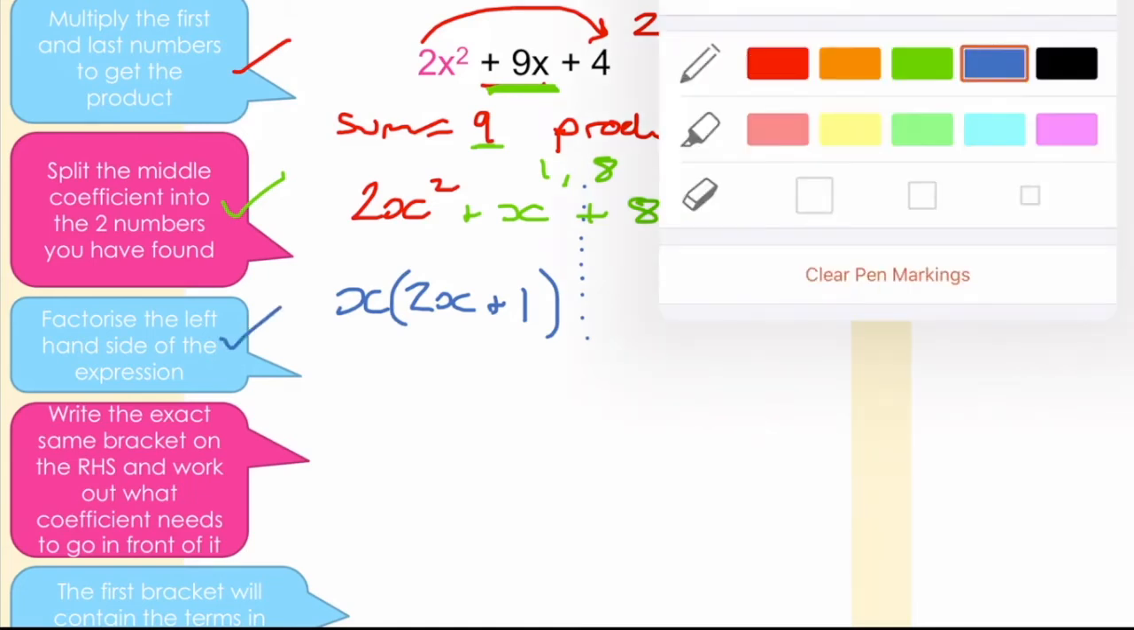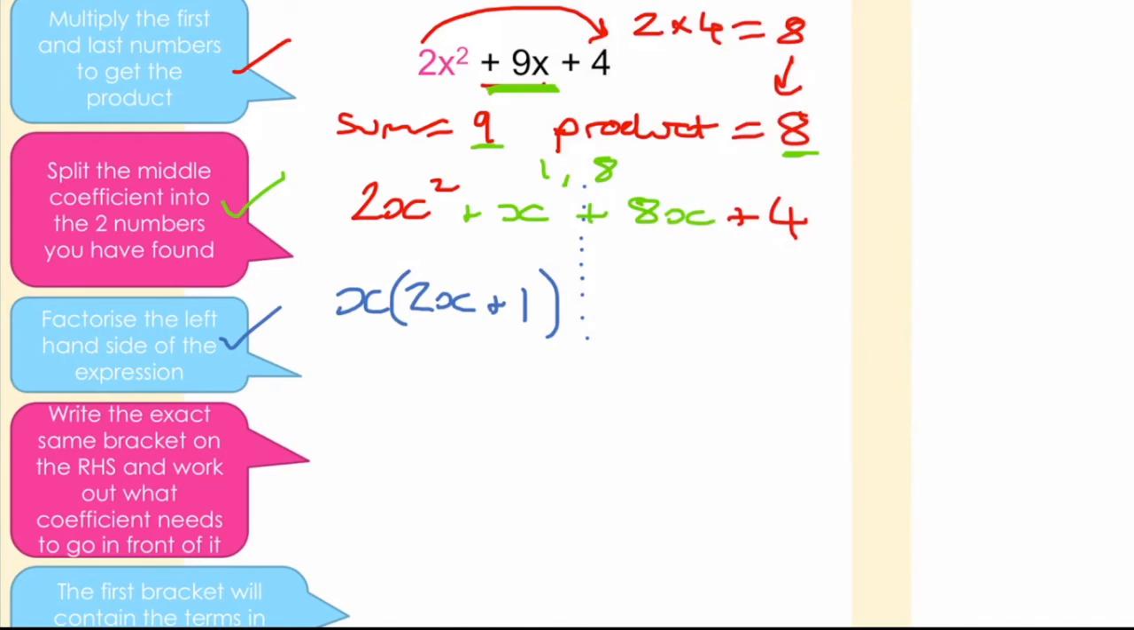Then we need to do this second bit down here. Write the exact same bracket on the right hand side. So that's this bracket here. So I'm going to write down 2x plus 1. And you'll see I've left space in front of it, because we need to work out what coefficient needs to go in front of it. So see above that 2x plus 1, we've got 8x plus 4. So what needs to go in front of my bracket to give me 8x plus 4? I need a 4. Because 4 lots of 2x is 8x and 4 lots of 1 is 4. Alright? I know it's a little bit tricky, but follow me and hopefully you'll get some practice.